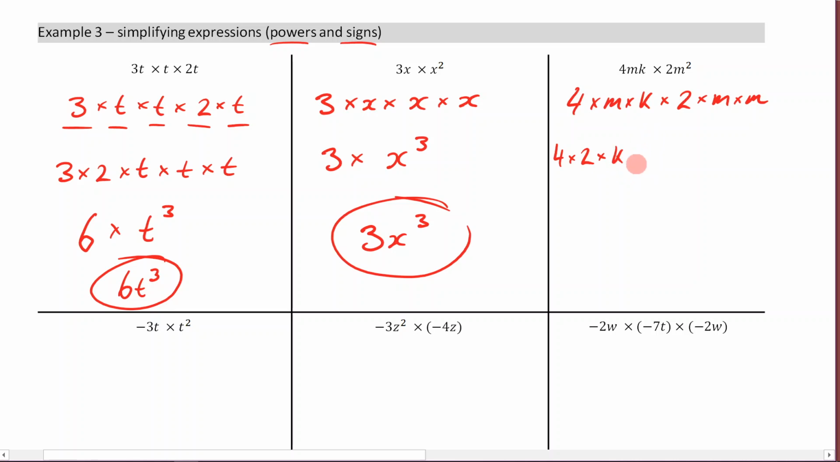I then have a k, and then I'm going to bring all my m's together as well. As you can see, I have 4 times 2, which is 8. Then I have k. Then I have m times m times m, which is m cubed.